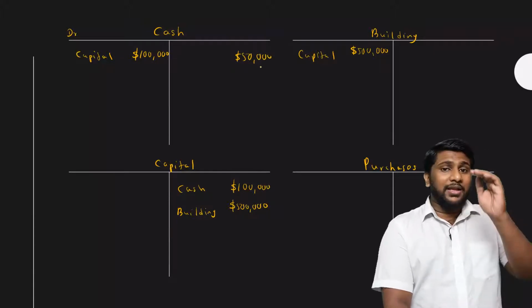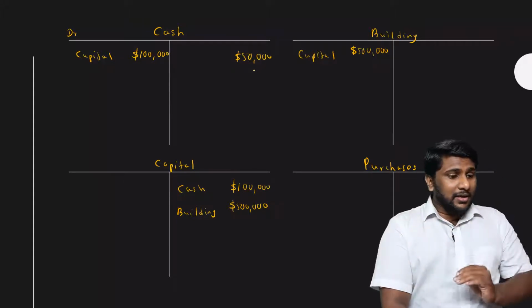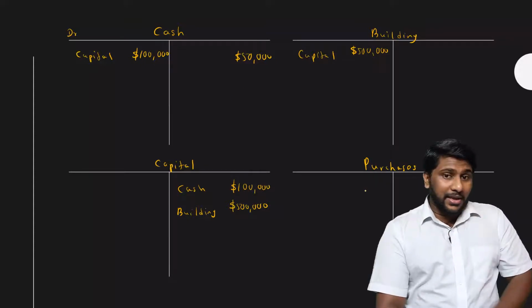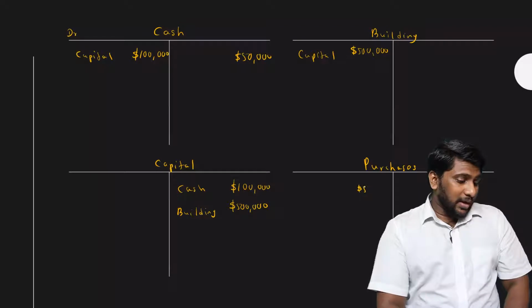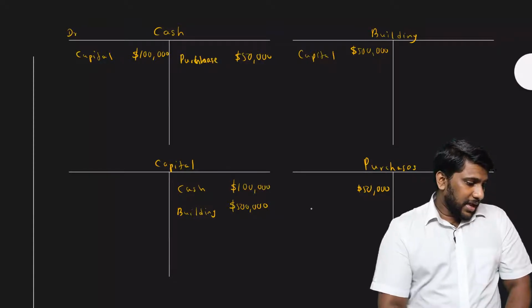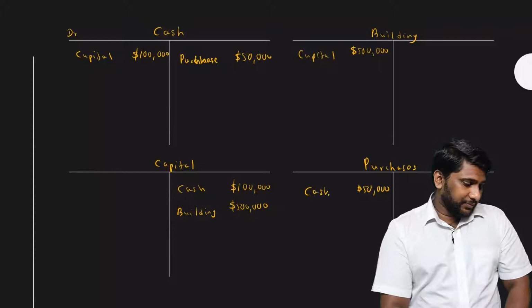So your cash will get decreased, your asset decreases, it is a credit record, and purchases is an expense. Expense increases. What is that? It should be a debit record. So I will switch the names. Here I will write the purchase, and here I will write the cash.